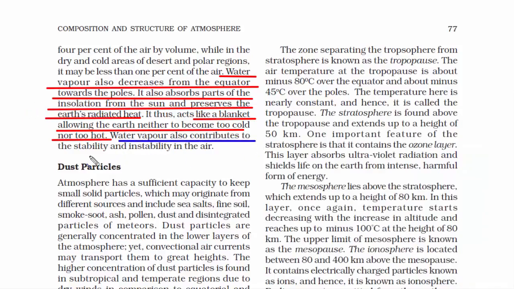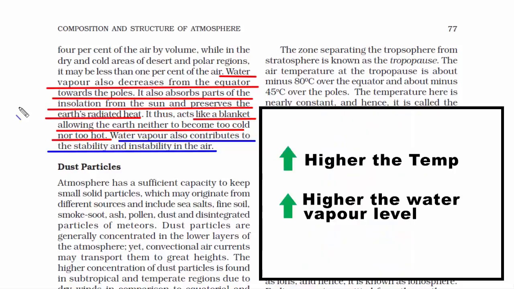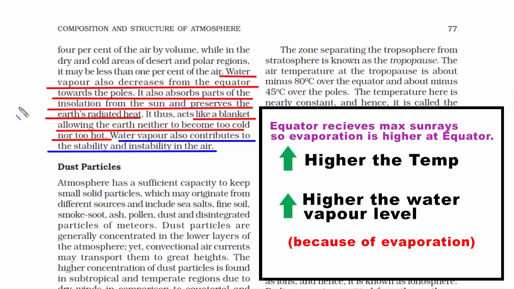Water vapor also contributes to the stability and instability in the air. Let me just explain this in a simple and straightforward way. The amount of water vapor in the atmosphere exists in direct relation to the temperature. In other words, higher the temperature, higher will be the water vapor content in the atmosphere. Just like how water vapor decreases as we go away from the equator towards the poles, similarly with increase or decrease in temperature, water vapor also increases and decreases.